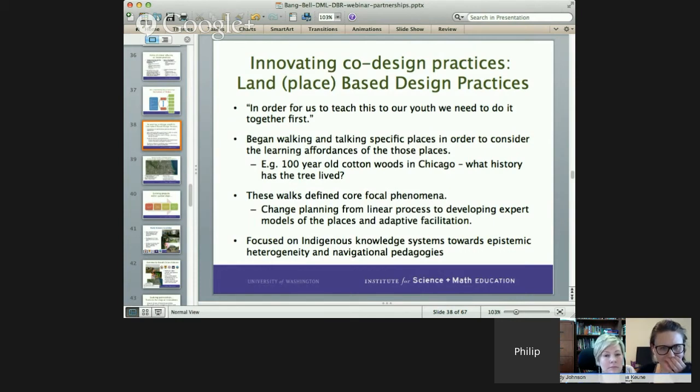And everyone became really conscious of the fact that we were teaching from our own experiences collectively, as opposed to the places that we were trying to innovate towards. So we began walking and talking specific places in order to consider the learning affordances of those places and deciding on the core focal phenomena. We literally went from designing at tables in buildings to only having design meetings while we were walking the places that we were going to take kids, and then coming back and thinking about whether there are things we're going to do with kids inside places.